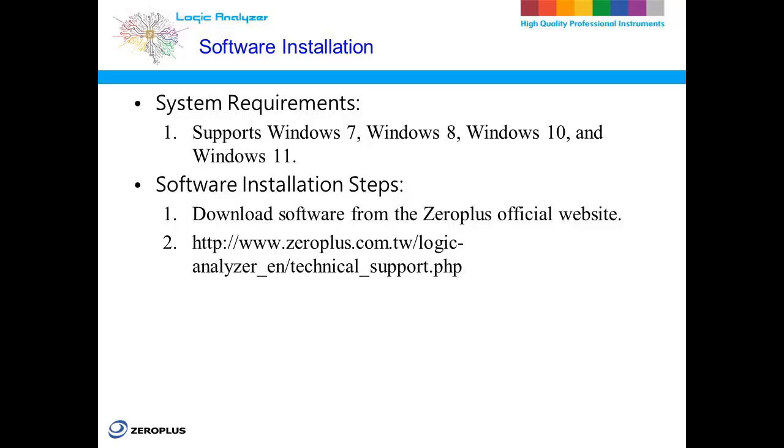Next, let's go through the software installation steps. You can download the B2 software from the official Zero Plus Technology website. Simply go to the technical support page on their website, which can be found at http://www.zeroplus.com.tw/logic-analyzer_n/technical_support.php. On this page, you'll find the latest version of the B2 software. After clicking to download, save the file to your computer and then proceed with the installation.